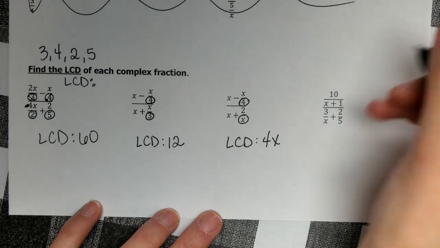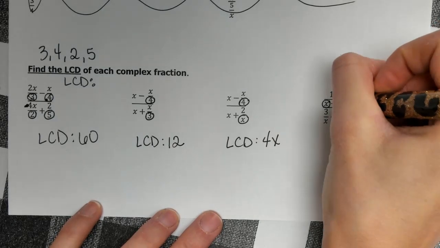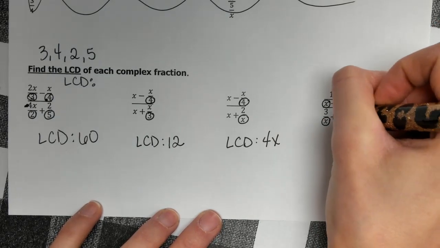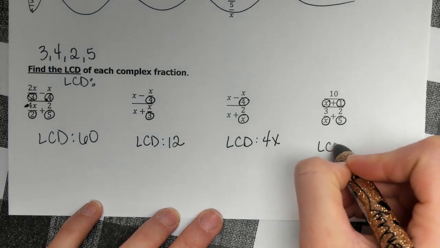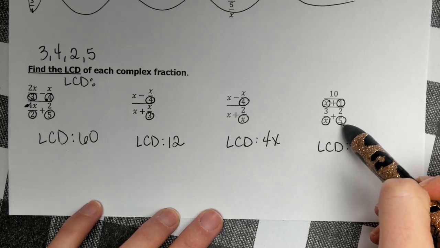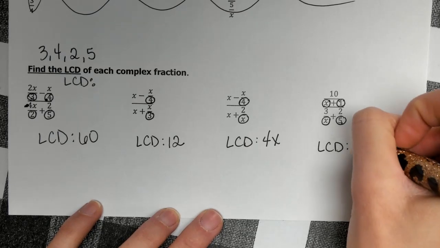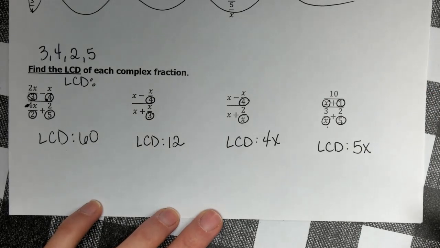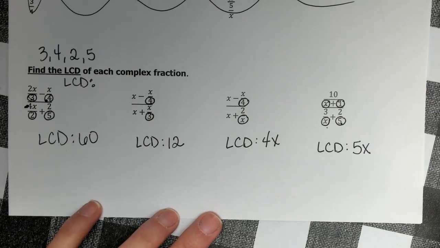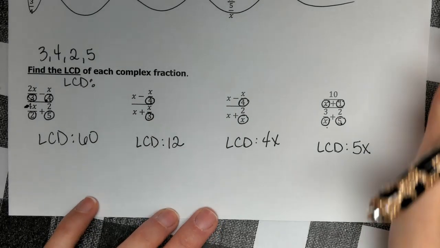Now I have an x, a 1, an x, and a 5. So when I think about my LCD, I'm going to look at my numbers, 1 and 5. 5. I have an x and I have an x, so that's just going to be x. We good with that?